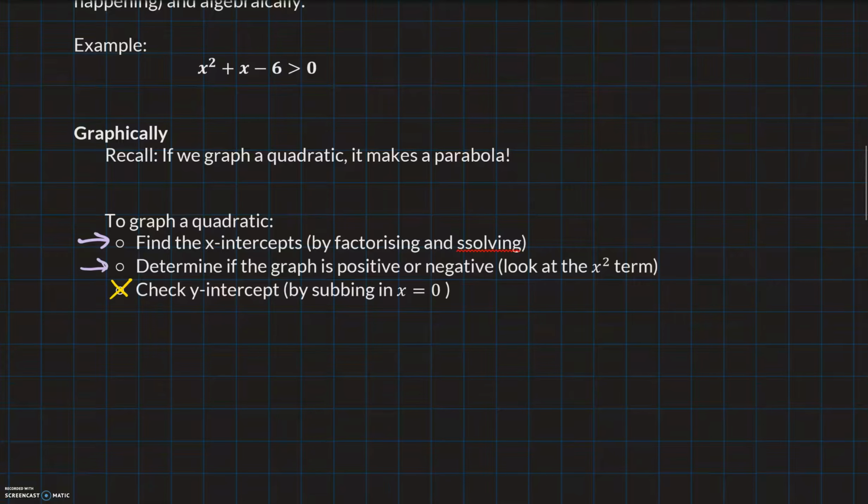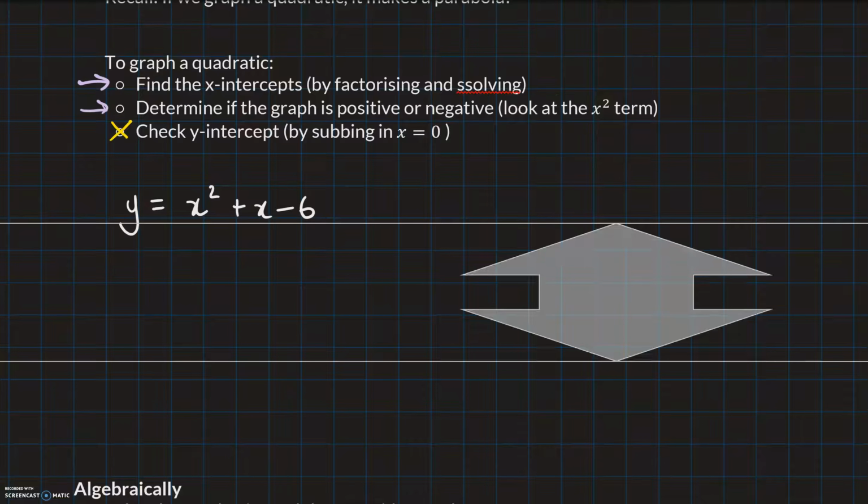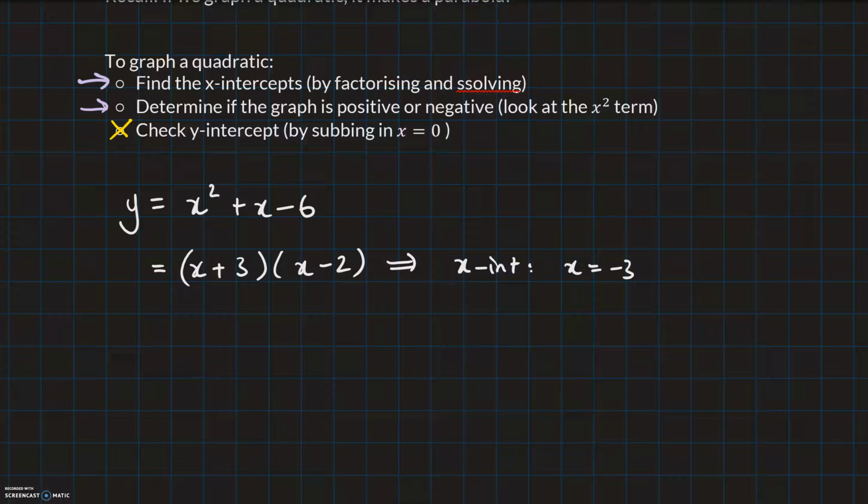So the first thing I'm going to do is find the x-intercepts of my graph here. We're going to look at the graph y is equal to x squared plus x minus 6. And what I am going to do is figure out what the x-intercepts are. I'm going to factorize this. So I know that the two factors I'm going to be looking at are x plus 3 and x minus 2. So this means that my x-intercepts are x is equal to negative 3 for that first term, when I solve x plus 3 is equal to 0, and x is equal to 2 for the second term. So I've got those two points.